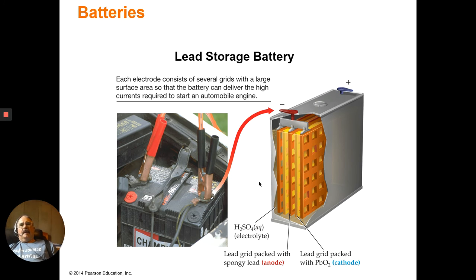Okay, another problem that could happen over time is that when the lead redeposits on the anode, it forms these long fingers called dendrites. And in some cases, the fingers or dendrites can become so long that they end up touching the nearest plate, and this causes a short circuit, and then the battery fails.